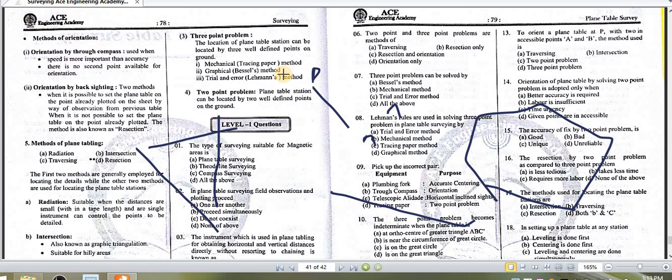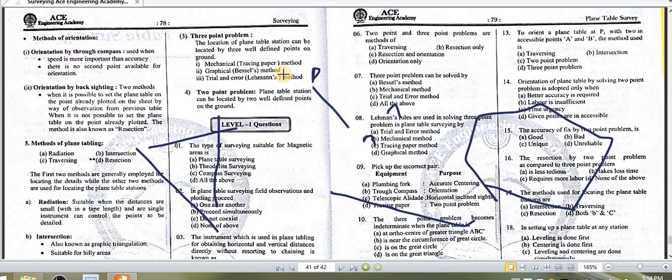Different methods in plane table surveying are radiation, intersection, traversing, and resection. Radiation is done from a single point. Intersection can be done with the help of 2 points. Traversing is a number of connected survey lines. And the resection method is generally used when you have 3 points or 2 points, and you need to establish a new point with the help of those points. In that case, your resection method can be used.